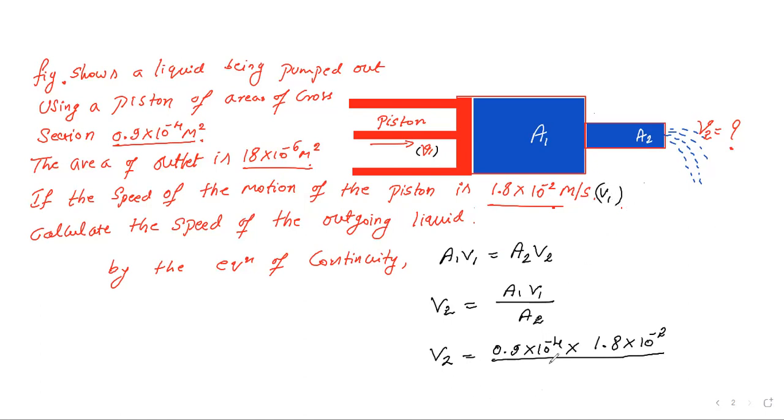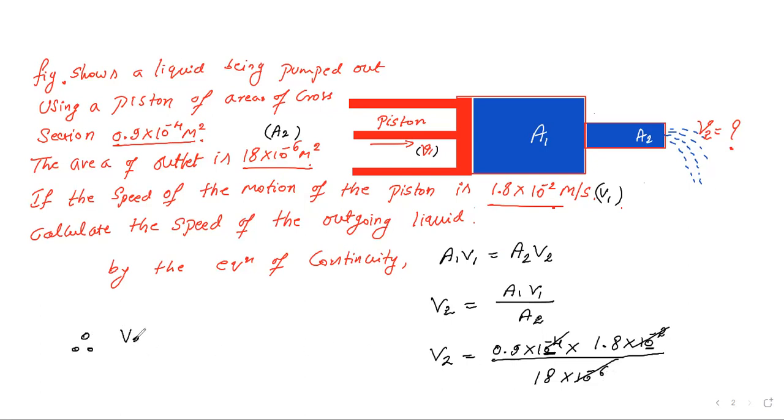Divided by A2. The second area is given, the area of the outlet. It is 18 × 10^-6. You can see here, this is 10^-4 and here 10^-2. Together it becomes 10^-6. So in the denominator also there is a 10^-6. It will be cancelled out.